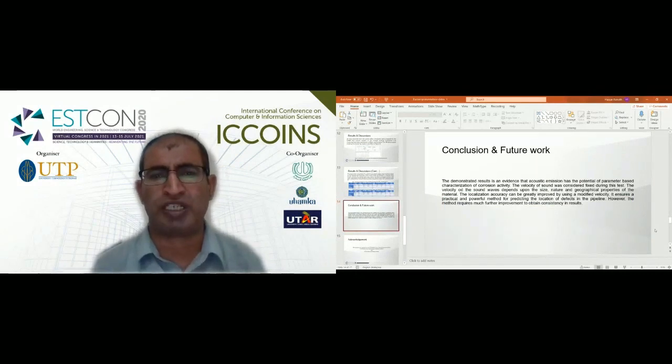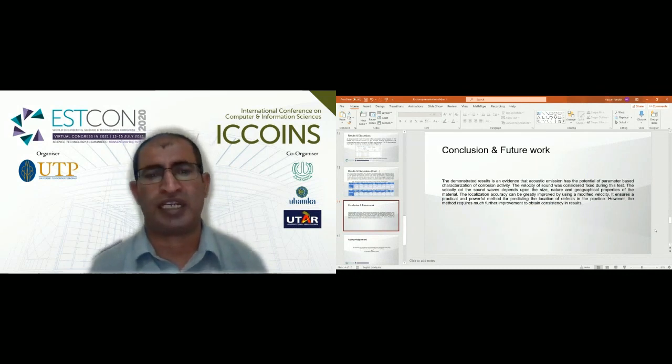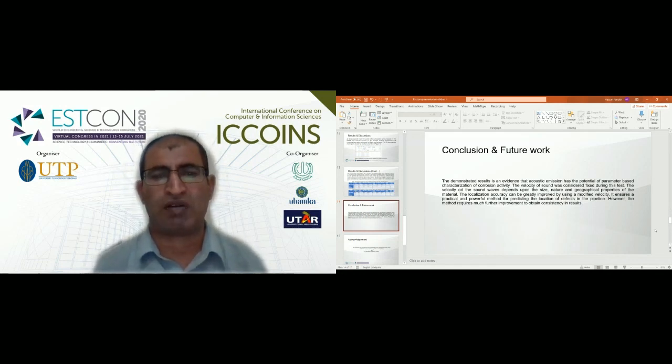So the demonstrated result is evidence that acoustic emission has the potential for parameter-based characterization of corrosion activity. The velocity of sound was considered fixed during the test. The velocity of sound will depend upon the size, nature, and geometrical properties of the material. The localization accuracy can be greatly improved by using a modified velocity.